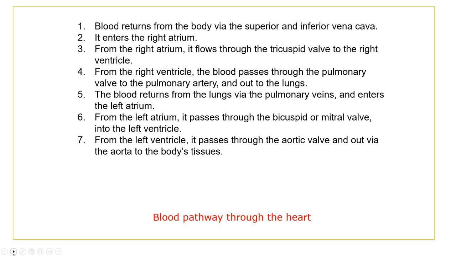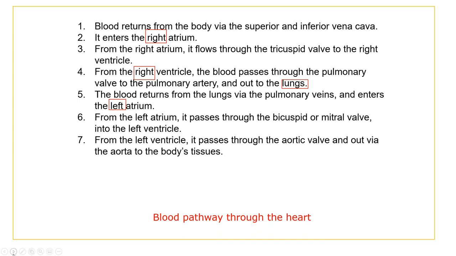As it comes in, I said it returns via the superior and inferior vena cava, or cavae, I guess is the actual plural, and enters the right atrium. From the right atrium, it flows through the tricuspid valve to the right ventricle. Then from the right ventricle, it goes to the pulmonary valve, to the pulmonary artery, and out to the lungs. It comes back via the pulmonary veins and enters the left atrium. From the left atrium, it passes through the bicuspid or mitral valve.